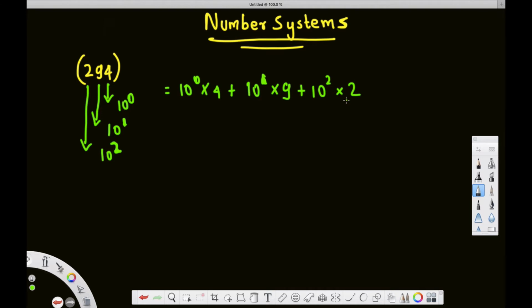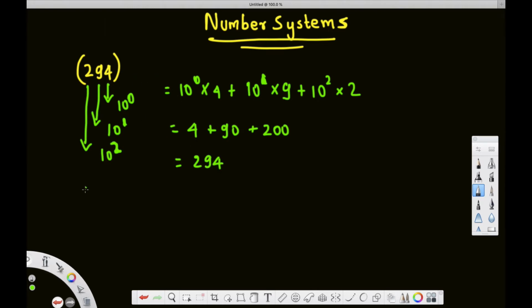If you multiply them, 10 power 0 is 1, 1 times 4, that's just 4, and then 10 power 1 is just 10, and 10 times 9 is 90, and then 10 power 2 is 100, 100 times 2, that is 200. So I write the 200 directly here. Now if we add them together, we get 294, this number back.